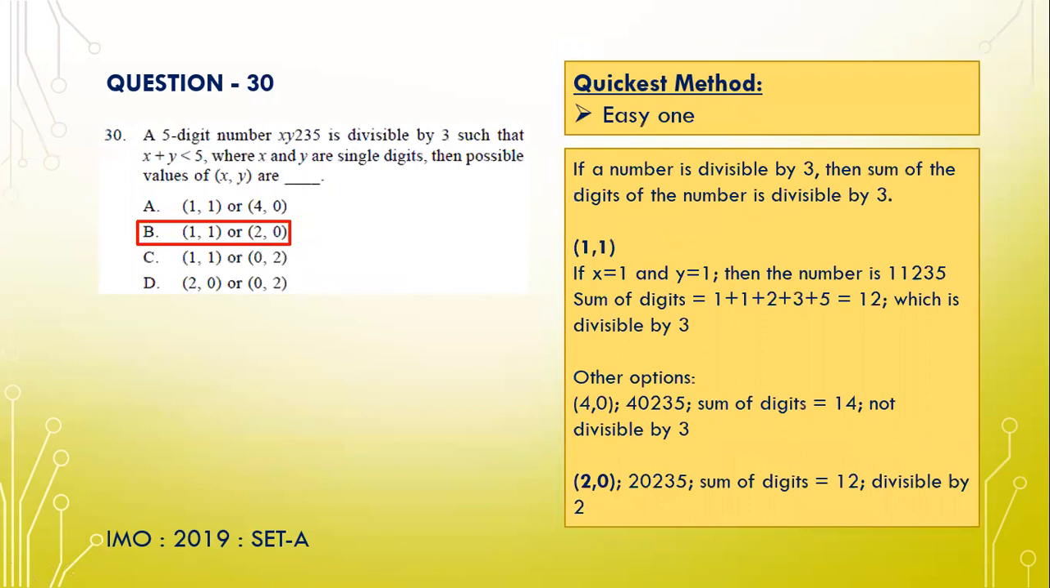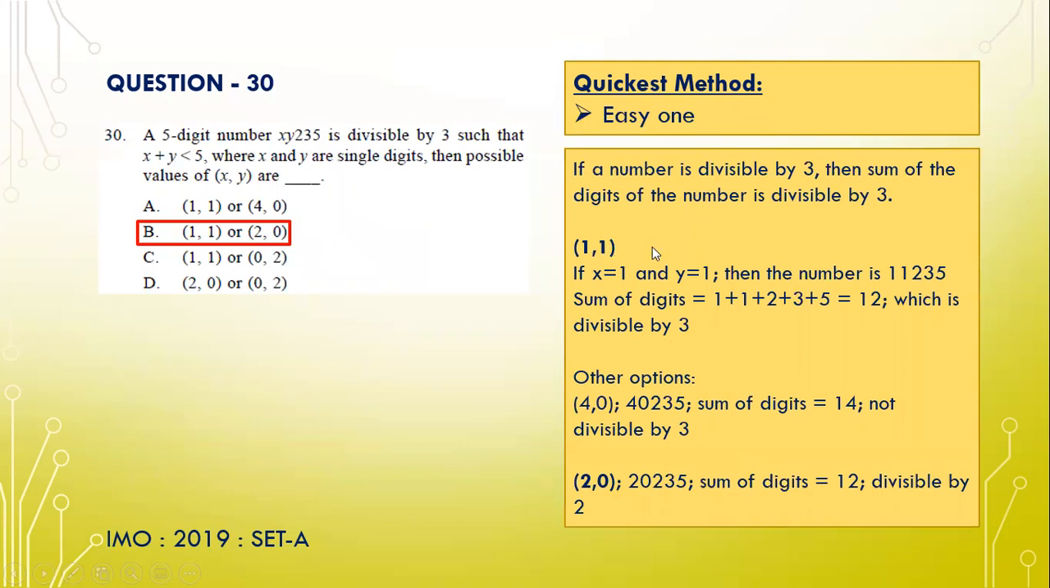A 5-digit number xy235 is divisible by 3 such that x plus y is less than 5, where x and y are single digits. Then possible values of x and y are? Again, if a number is divisible by 3, then the sum of the digits of the number is divisible by 3.